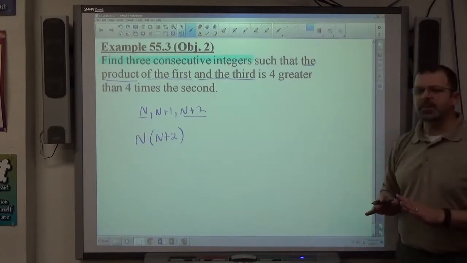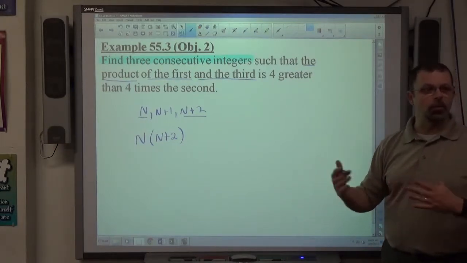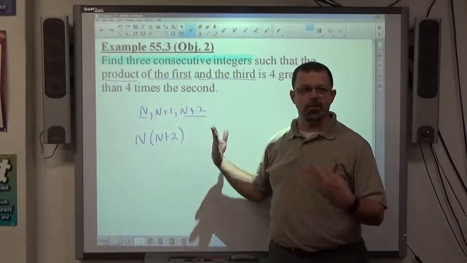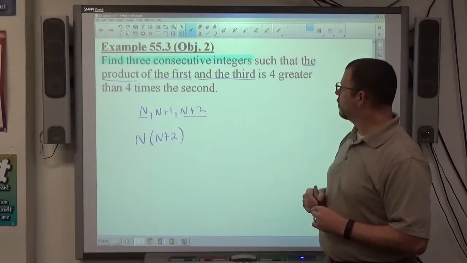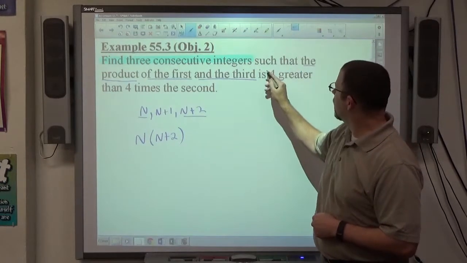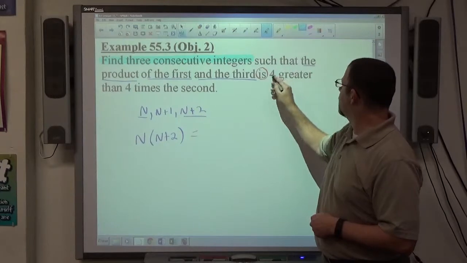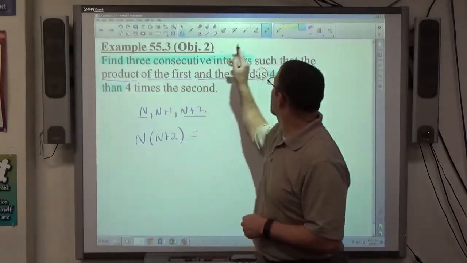Okay, so that's the difference in the problems from what we saw before to what we're seeing now, is that product means to multiply. Multiplying n's creates a squared, and that creates a different type of expression and equation. "Is" still means equals. Greater than or less than statements are ignored till the end.